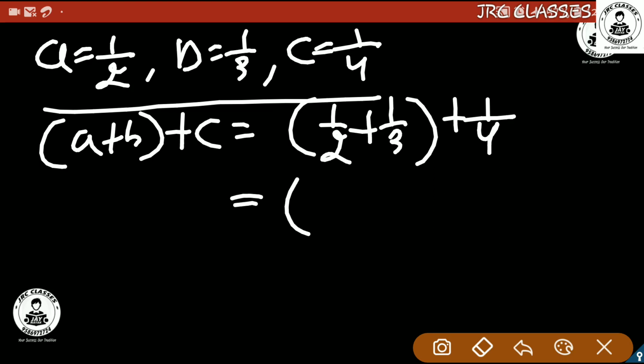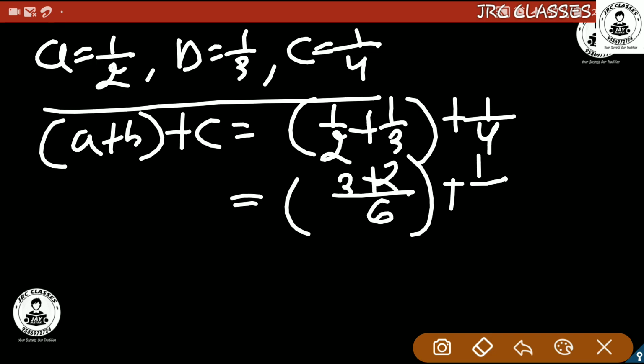Okay, what is the addition of this? 3 1s are 3, 2 1s are 2. It is 3 plus 2, 3 2s are 6, plus 1/4.